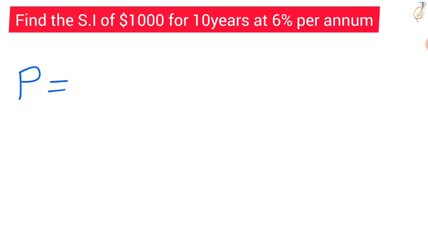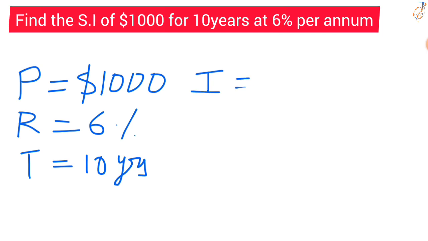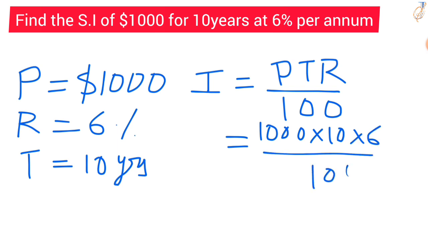The given values are P is $1,000, R is 6%, and the time is 10 years. First we use the formula to find this interest. So how can you find the interest? I equals PTR by 100. This is the traditional formula to find the interest. So P value is 1000, then T is 10 years, then R is 6% divided by 100. So you will get 600. So this is the interest.